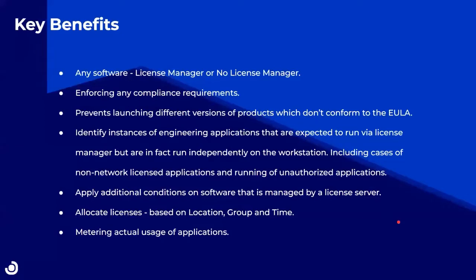So what are the key benefits of this functionality? Basically, you can manage any software that does not have a license manager, or that has a license manager but is not in the OpenLM license manager list. It helps you implement extra business rules to manage licenses for a vendor. For example, you can prevent launching different versions of a product which don't conform to the end user license agreement.